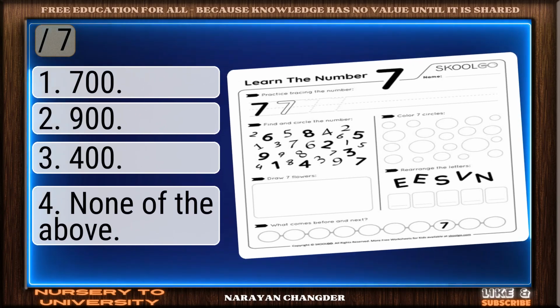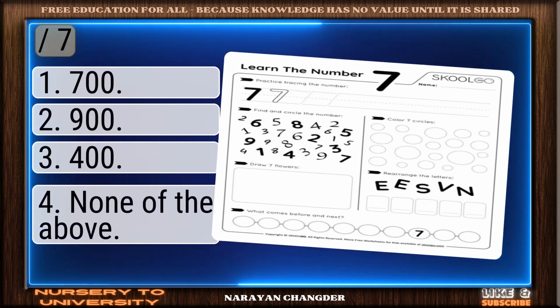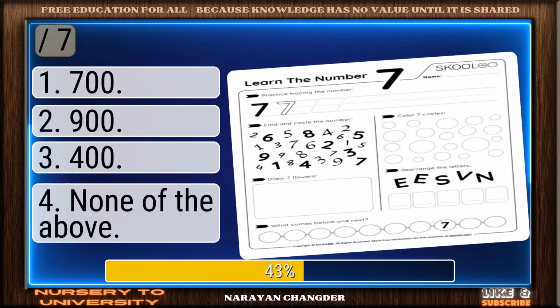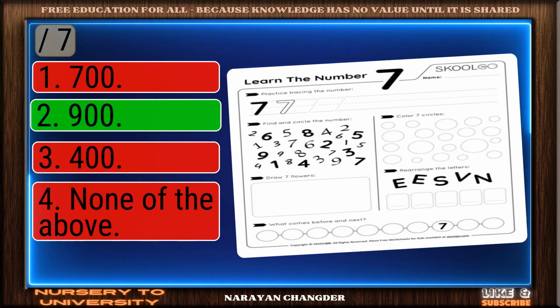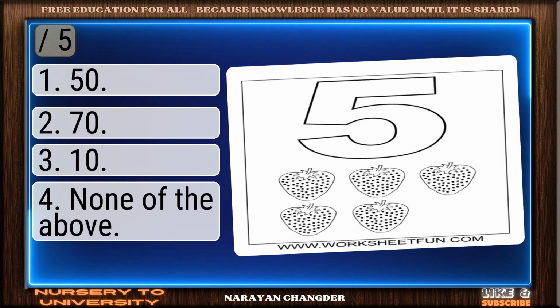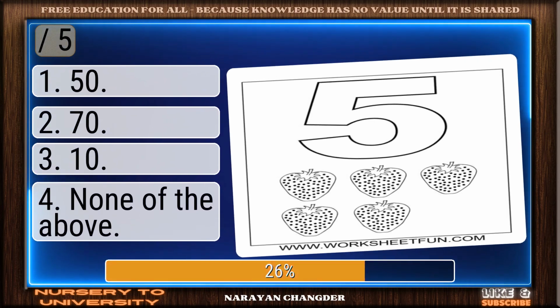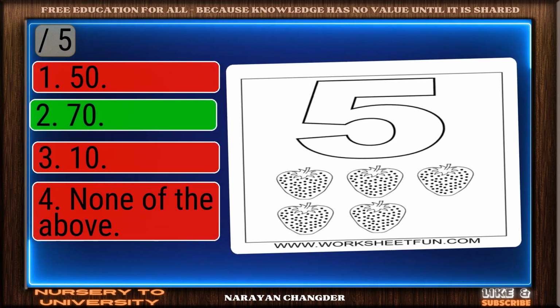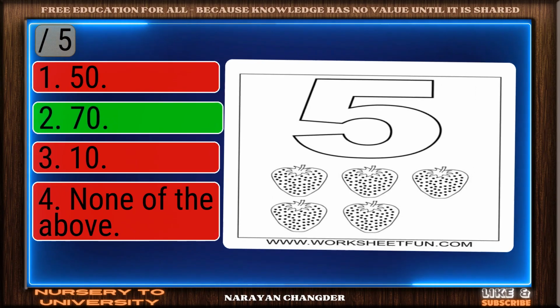Can you solve all these Class 3 Maths Chapter 12? Can we share questions? A 7? Well reasoned. 900 is the correct choice. A 5. Good job. Your answer 70 works well here.